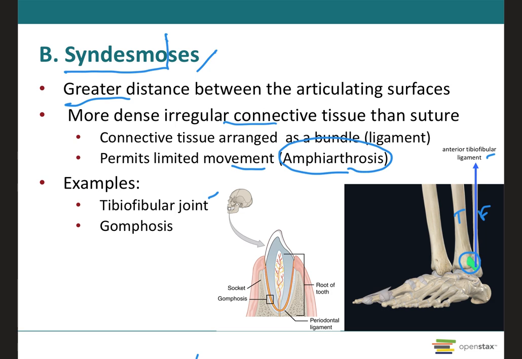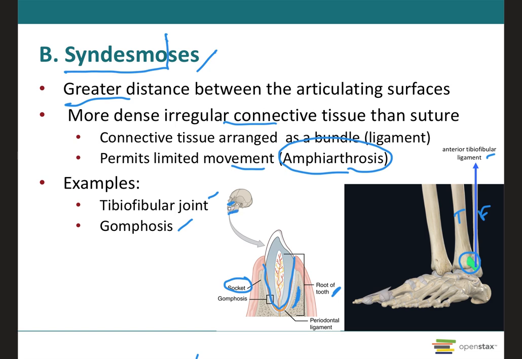Another example of syndesmosis is what we call a gomphosis, and in humans, the only example of this joint is the articulation between the roots of the teeth and their sockets. Now notice how the root of the teeth form these cone-shaped pegs, and the sockets are formed by the dental alveoli, which are located in the alveolar process of either the maxilla or the mandible.